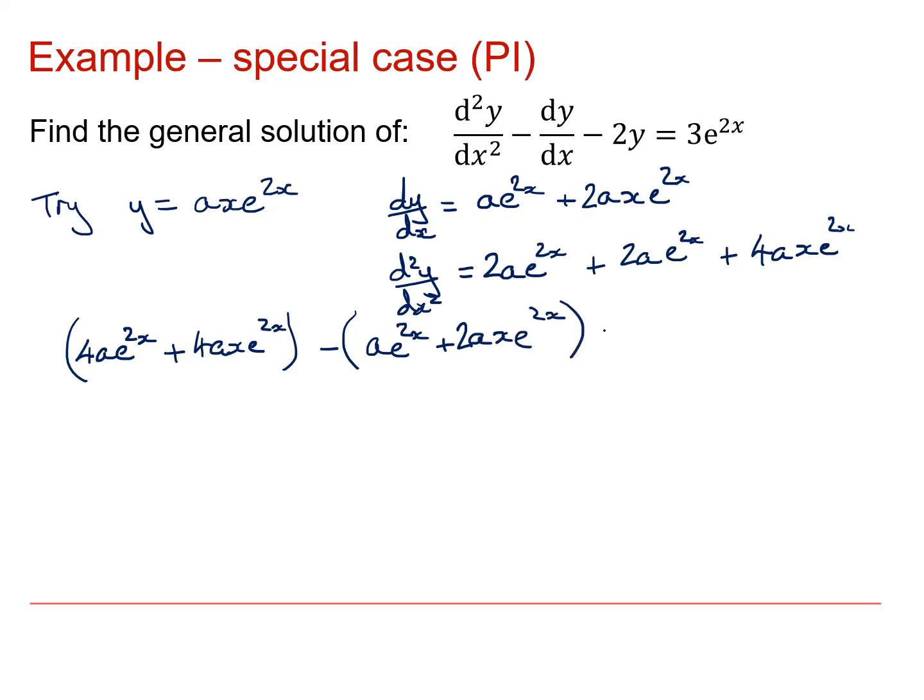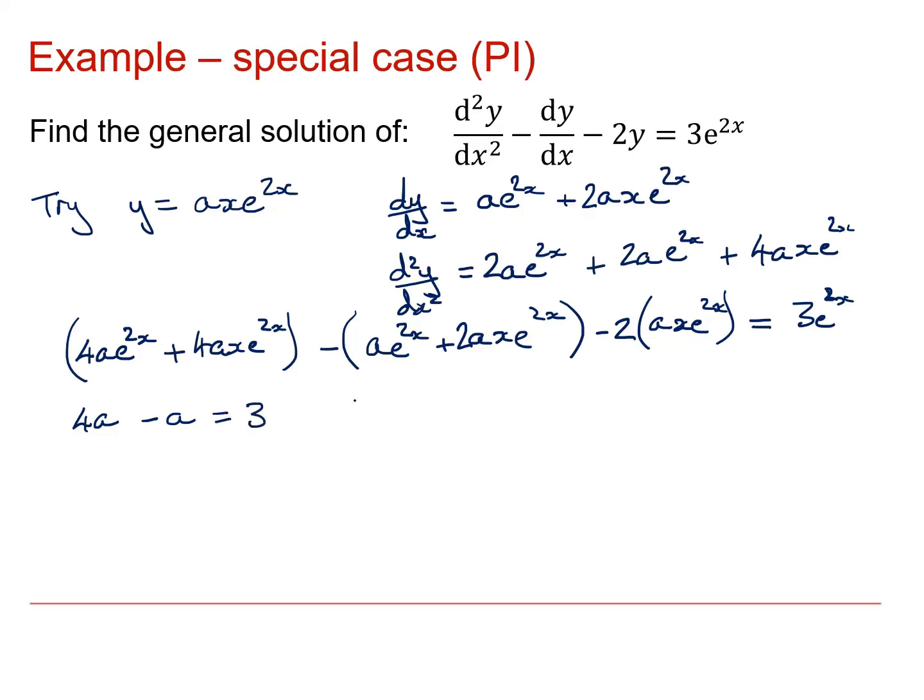And then I'm going to get minus 2 lots of a x e to the 2x. And that's all got to come out to be 3e to the 2x. So if I look at the things that have just got e to the 2x in, I'm going to get 4a from this bracket, minus a from this bracket, and nothing from this bracket at the end. And that's equal to 3.